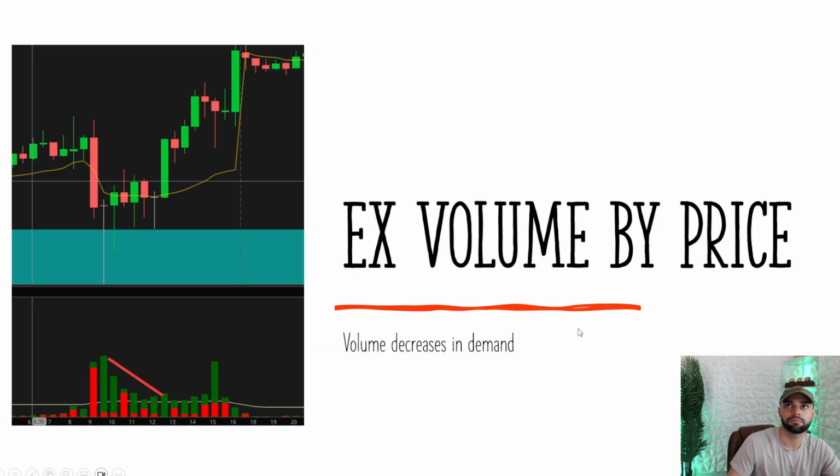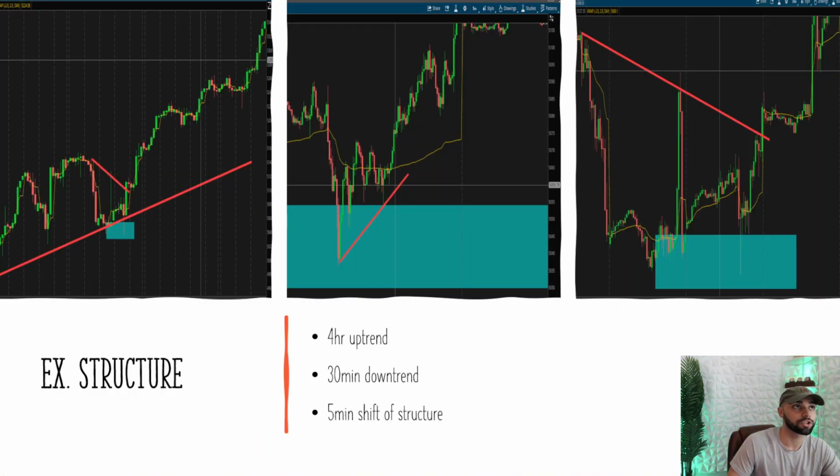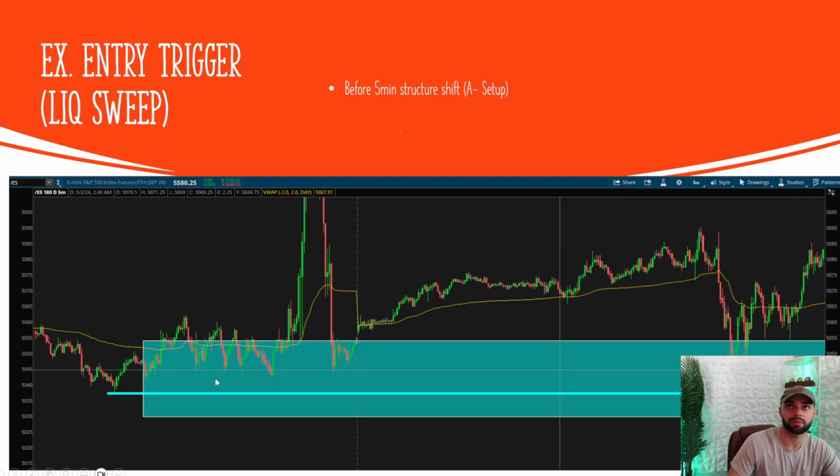In demand, what's volume doing in demand? Dying off, right? What's the structure? What is the current market structure? So the 4-hour is in an uptrend, right? That's right here. 30-minute is in a downtrend right here. And the 5-minute shift to structure right here. So I'll talk about that. Entry was a liquidity sweep. So that's one of my entry triggers, right?